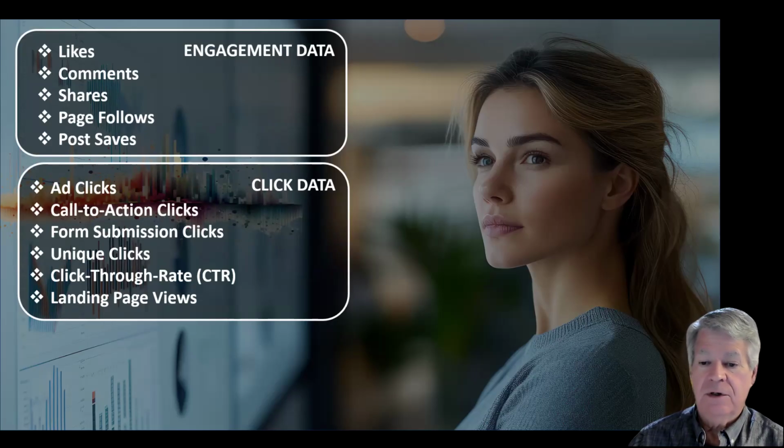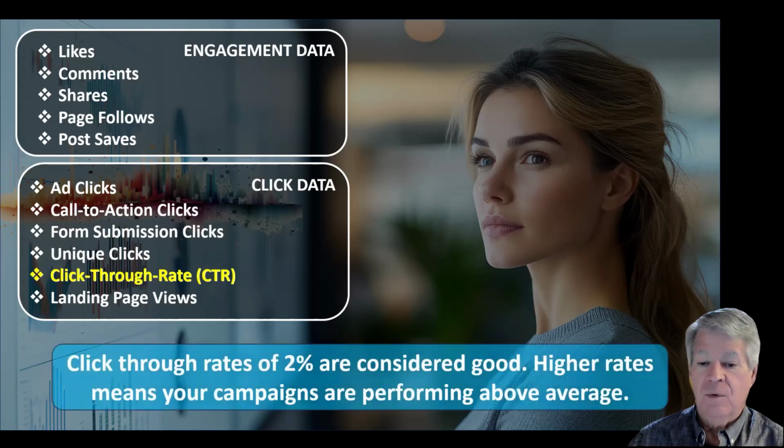Unique clicks tells you how many unique users respond to a campaign. The click-through rate is key to measuring the success of a campaign, and landing page views are good for tracking how well ads convert to a landing page. The click-through rate is an important metric to watch when you're optimizing your campaigns by any means, such as improving your ads, messaging, bidding strategy, or your audience strategy, or letting Facebook Advantage Plus do that for you. Click-through rates of 2% or more are considered good. Higher rates mean your campaigns are performing above average.